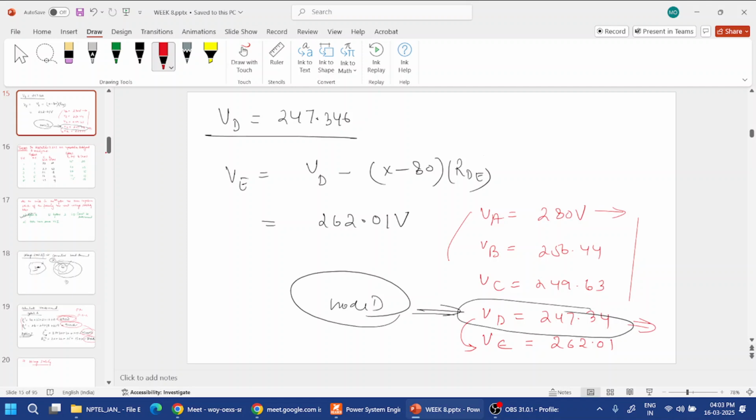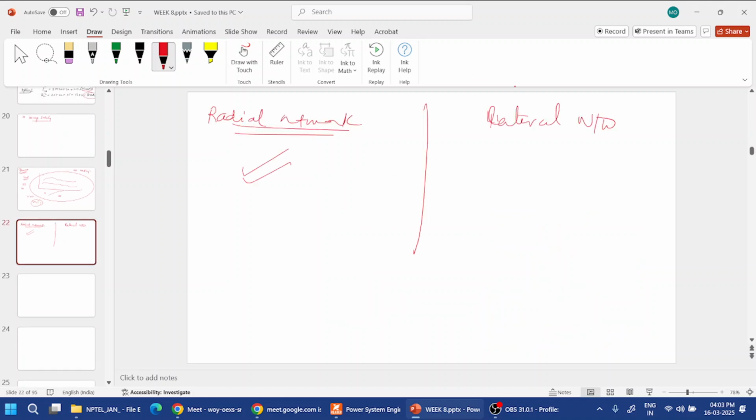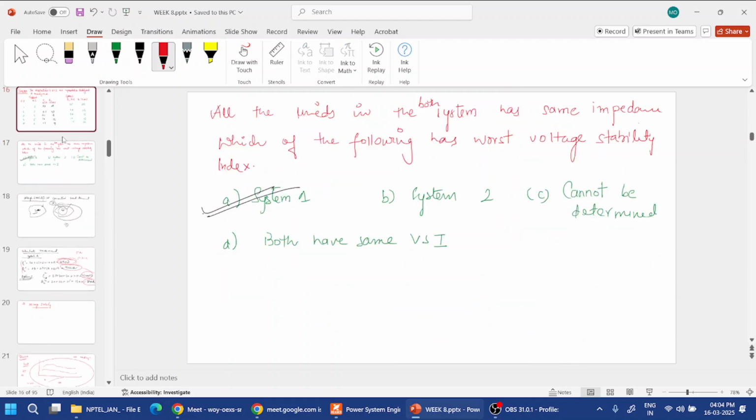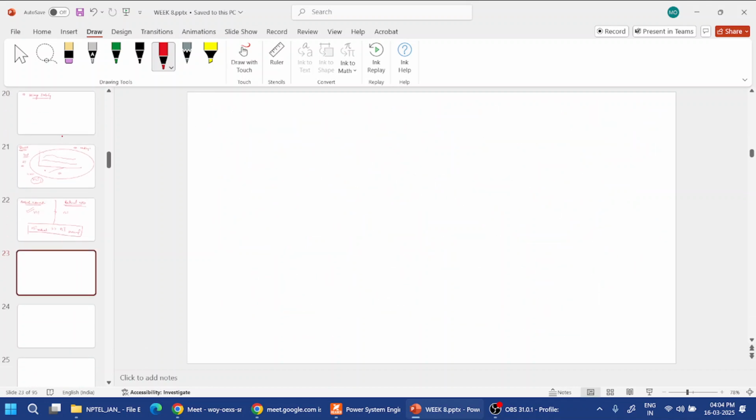So basically, what I want to convey here is that if a network is lateral, its VSI will always be less than that of a radial network. So the VSI of a radial network is always greater than the VSI of a lateral network. Why is it so? Because in a lateral network, it is not connected unilaterally. In a unilateral network the current flows like this.